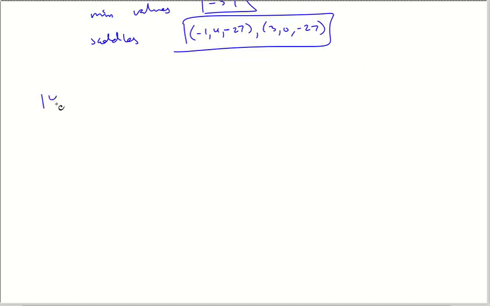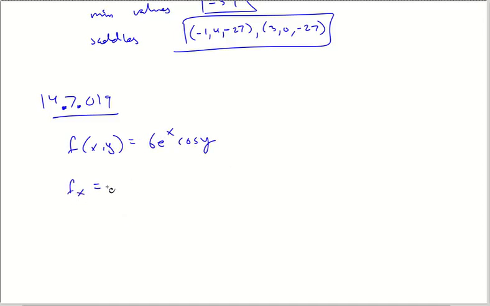Next problem is actually a little easier, but it's a more conceptual problem. So I've got f of x, y is equal to 6e^x cosine y, and they want to know what my critical points are. So f sub x should basically be the same as the original, and I set that equal to 0. F sub y, the cosine is going to be a negative sine. Set that equal to 0.